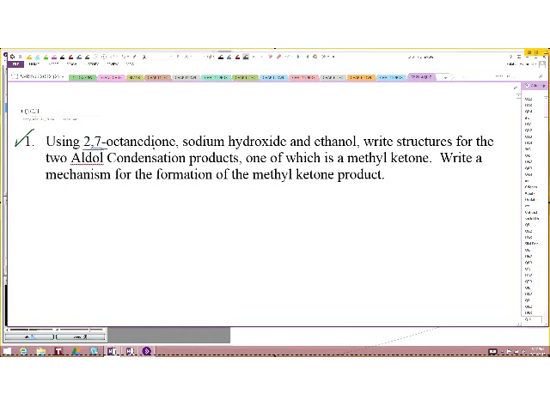Okay, thank you. So what you have here, you are supposed to start with 2,7-octanedione, and of course using sodium hydroxide and ethanol as solvent. This will be an Aldol condensation. Then you are supposed to write the structures of the 2 possible products. One of them is a methyl ketone, and then you are also supposed to write the mechanism of the methyl ketone product.